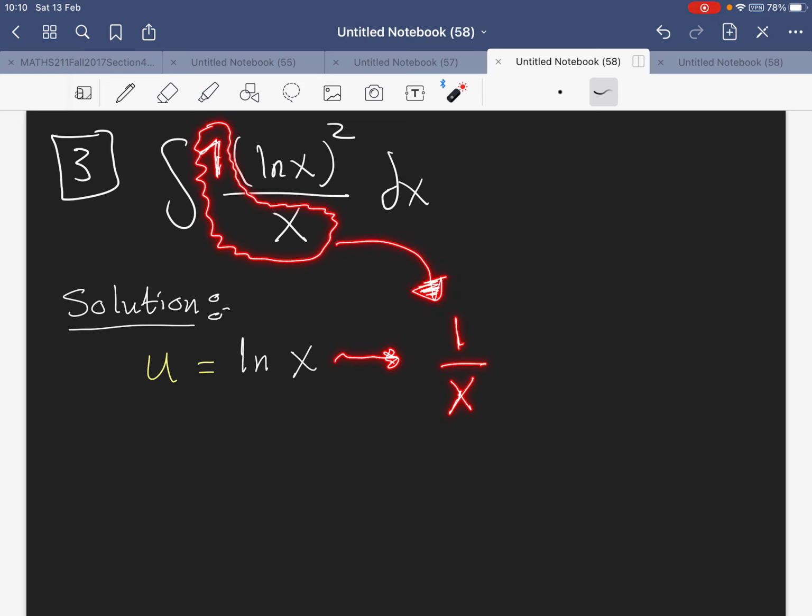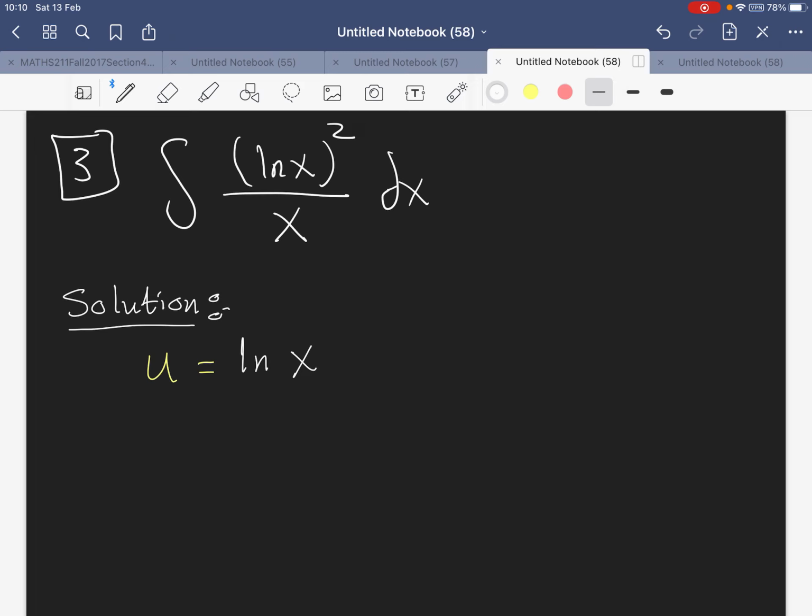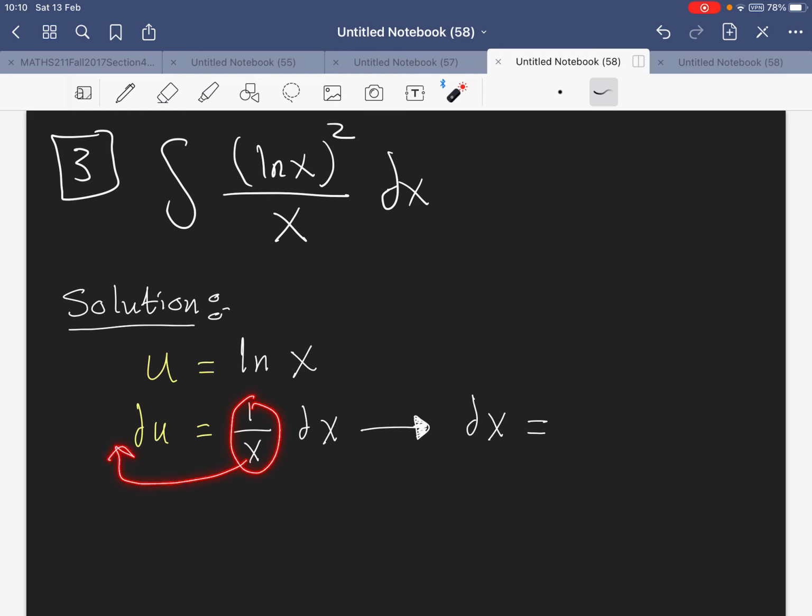So our substitution seems to be a good one because the derivative is there in the integral. So we have to proceed with the same steps. We find du. But what I really want to find is dx. So what I need to find is only dx on one side. So you will take 1 over x and you will take it to the other side. It will be just x du.